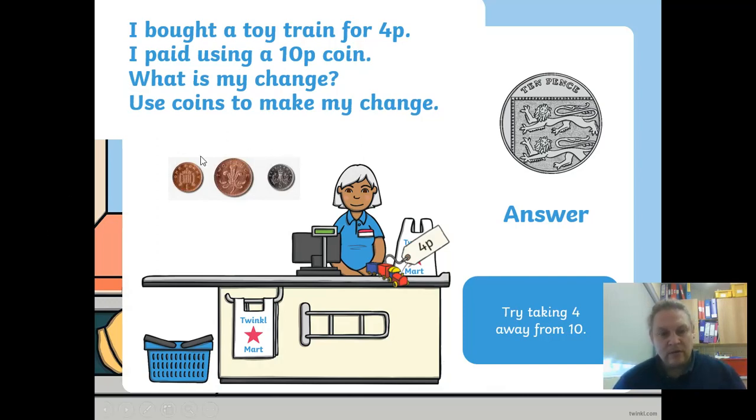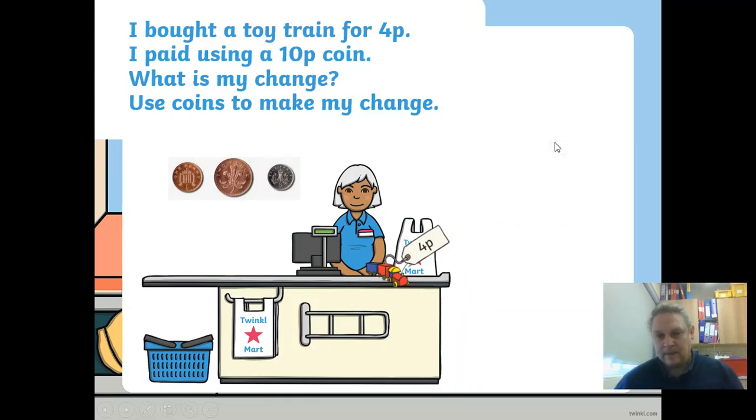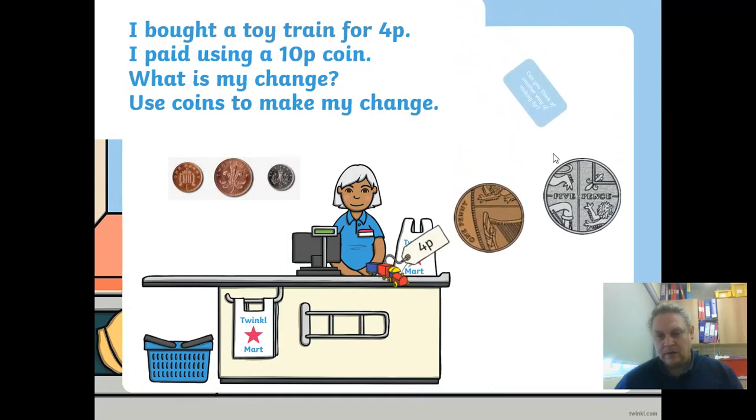Now, which coins could make up 6p? Well, we could have the 5p and the 1p, which would be the easiest way, wouldn't it? That'd be the least amount of coins. So the 5p and the 1p, that's probably what our checkout lady would give us. Let's see if we get that answer. Okay, we got 5p and a 1p.